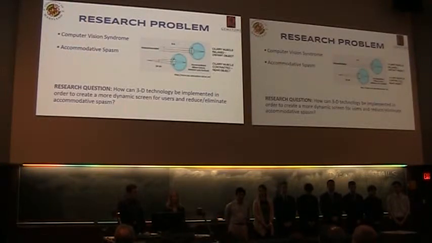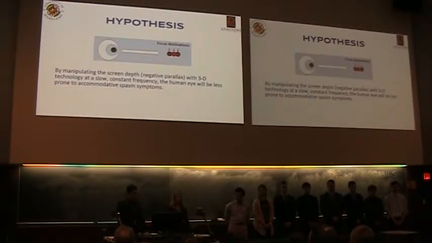How can 3D technology be implemented in order to create a more dynamic screen for users and reduce or eliminate accommodative spasm? To elaborate, we want to manipulate the focal distance and the frequency of oscillation of this perceived depth. This will create a more dynamic screen for the users, and hopefully the user will be less prone to accommodative spasm symptoms.